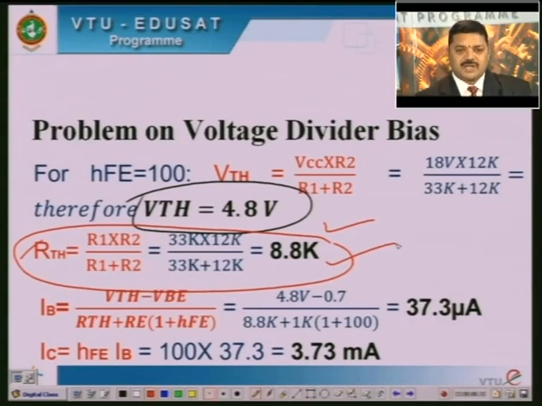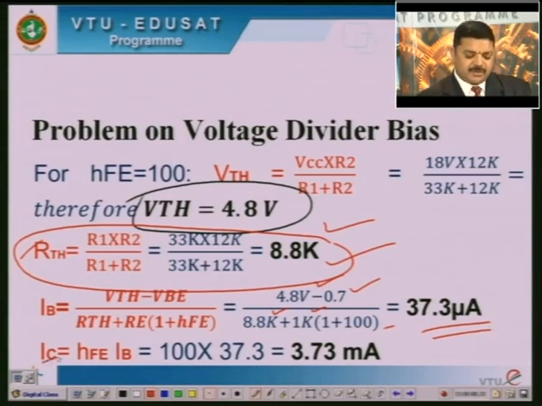IB equals VTH minus VBE divided by RTH plus RE into 1 plus HFE. Let us substitute all the values: 4.8 volts is VTH, minus 0.7 is VBE, divided by RTH, which is 8.8K, plus RE, which is 1K, into 1 plus HFE. HFE in the first case is 100, therefore 1 plus 100. You have to calculate this using a calculator and practice this type of problems, so that if it comes in the exam, you can easily solve it. So, IB is found to be 37.37 microamps.